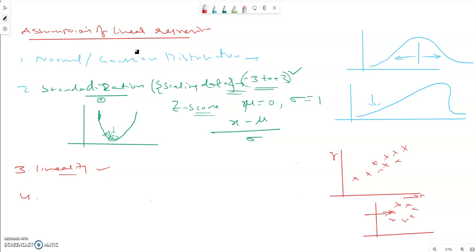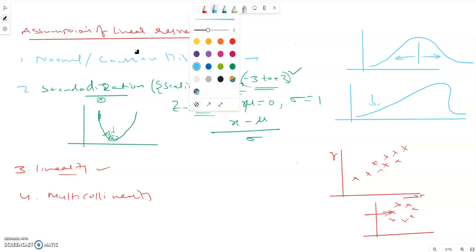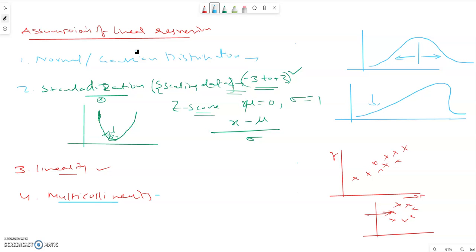Now coming to the fourth one, multicollinearity. Let's see what is multicollinearity. Suppose we have a data set having features x1, x2 and x3 as the input features, okay, and we have an output feature of y, okay.